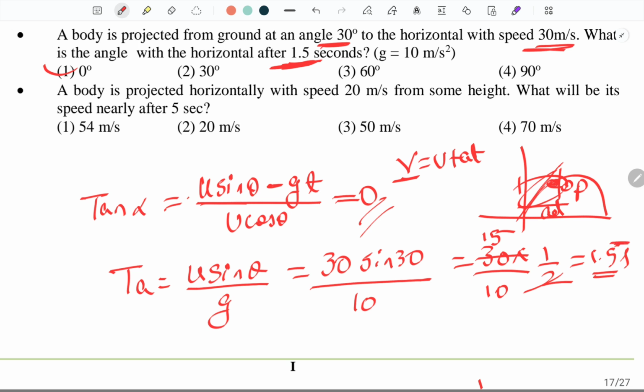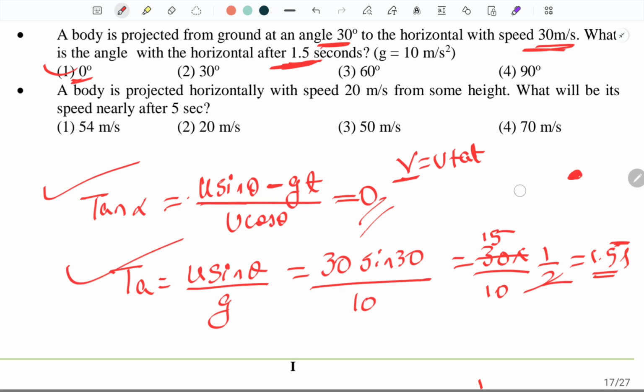Meaning at 1.5 seconds the time of ascent is ending, meaning it is at the maximum height. At the maximum height, the angle with the horizontal axis is 0. In that way also you can tell the angle is 0. So this is the solution to this particular question. You can just go through. This is the first method. The second method I have written here. So both the methods, any one you can utilize.